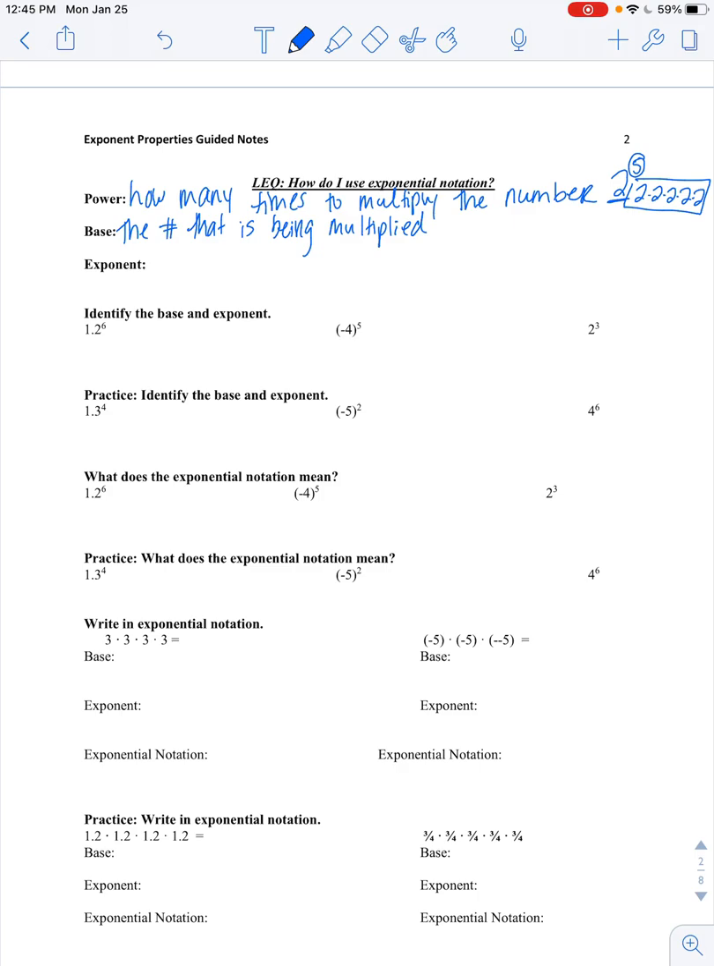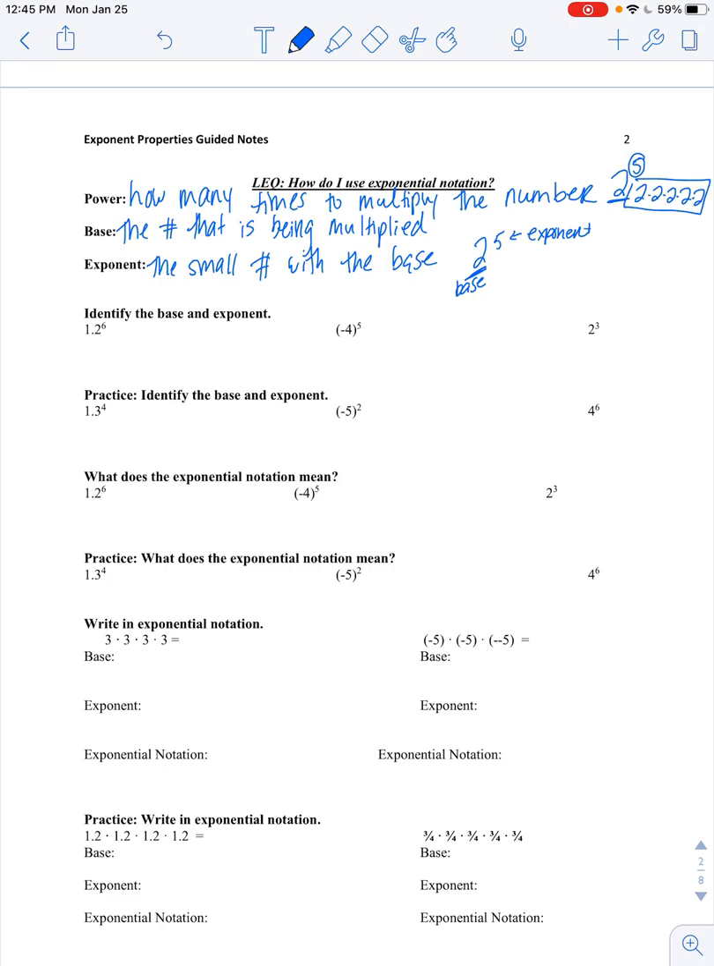And then we have your exponent, which is also kind of the same as your power. It just tells you how many times you're multiplying that number. So the exponent is the small number with the base. Okay, so if we had 2 to the 5th, that 2 is your base, and then that 5 is your exponent, okay?